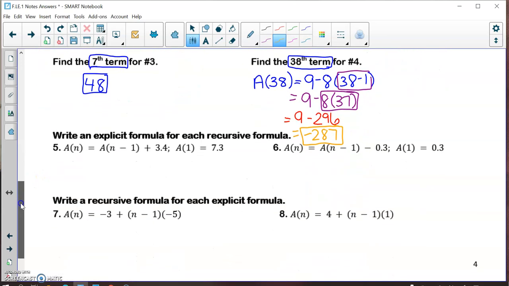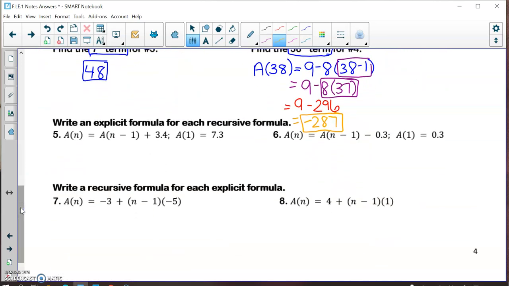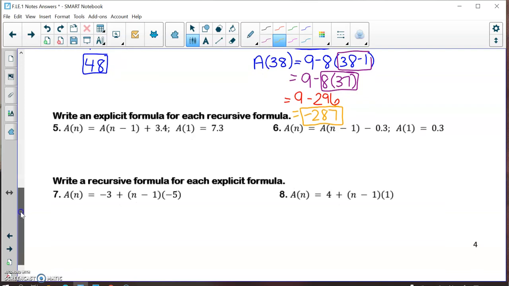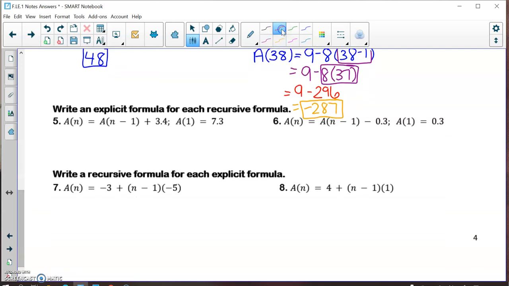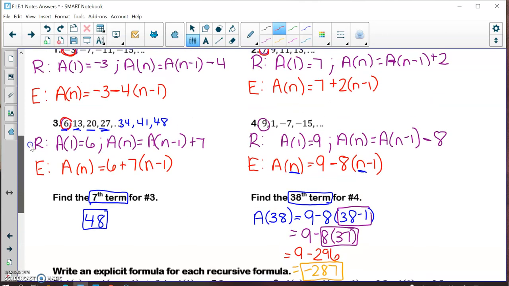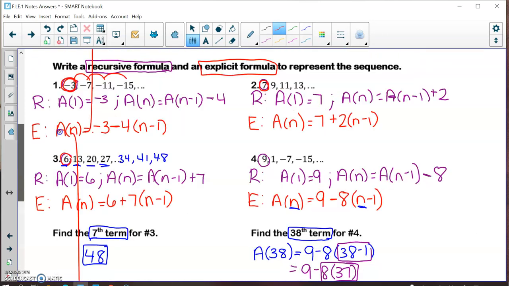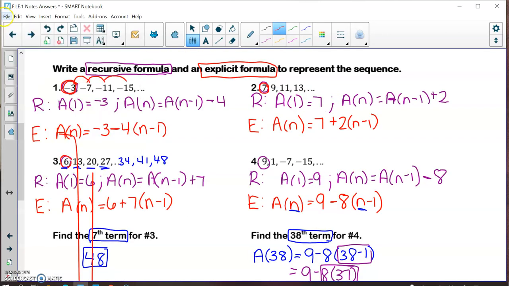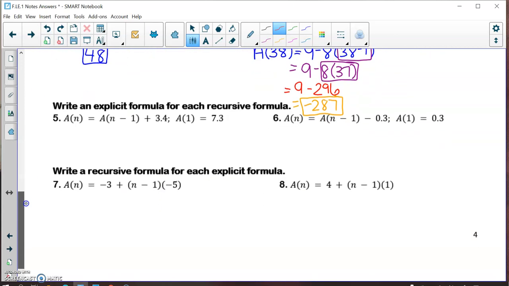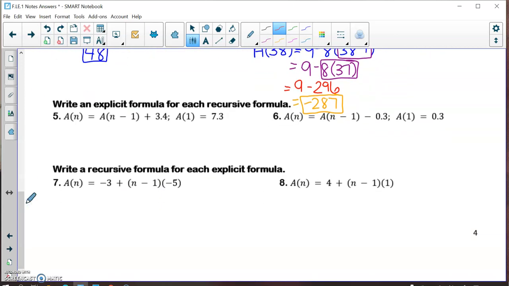All right, now in numbers 5 and 6, we have the recursive formula. We want to write the explicit formula given the recursive formula. So again, up here, I told you in the recursive formula, these two things can be flipped around, which is exactly what you see in numbers 5 and 6, so don't be confused here.